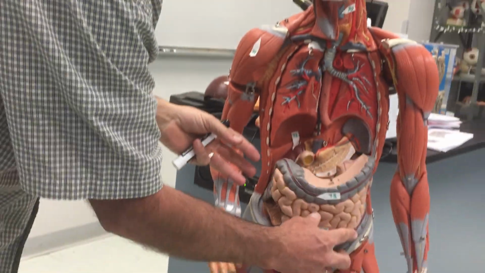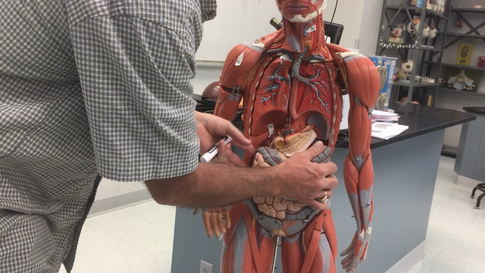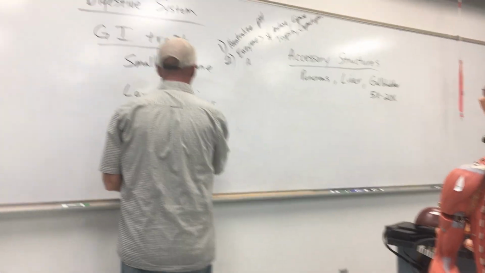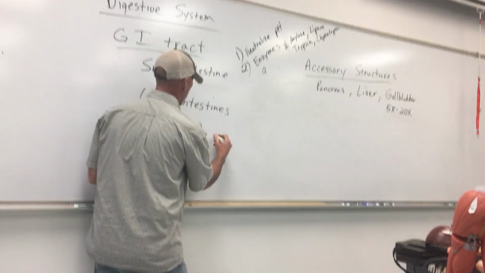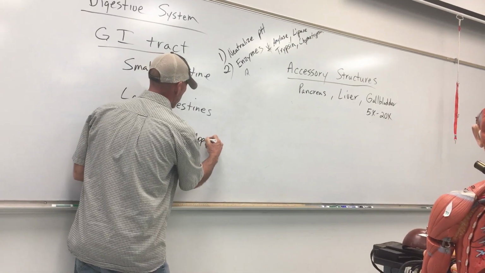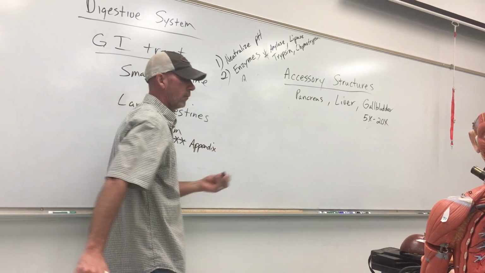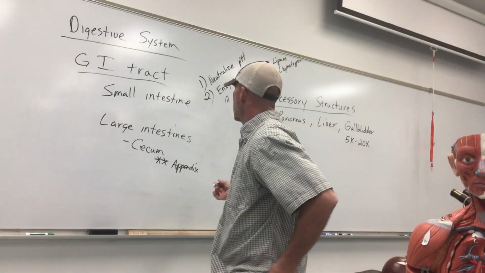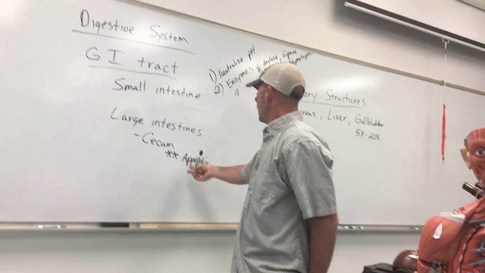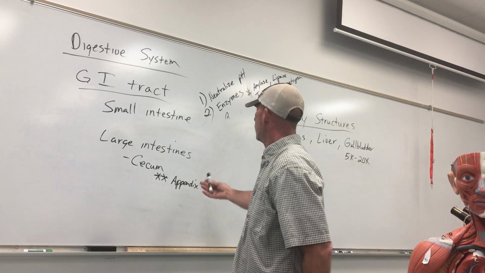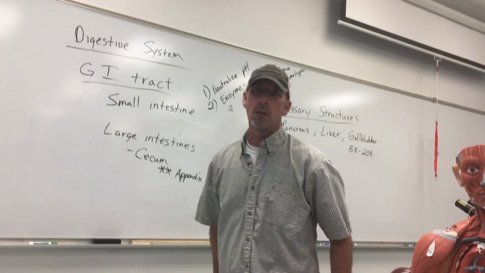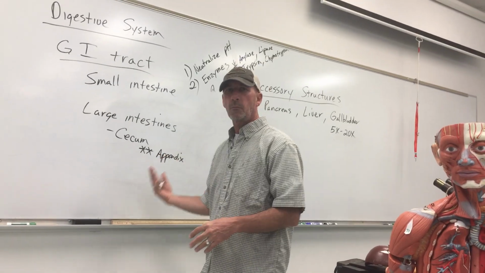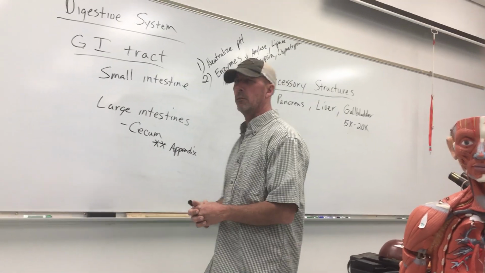Now, the appendix is really not a typical part of the pathway here. But I would like you to know this one coming off of the cecum, just because it's quite common for this thing to become so inflamed that it has to be removed from the body. The appendix, there's all kinds of views on it. We typically consider it vestigial, meaning it's shriveled up and shrank in size to the point it's no longer really performing much of a function.